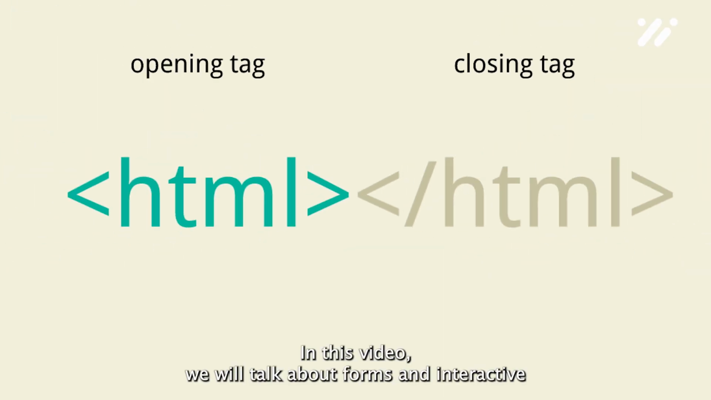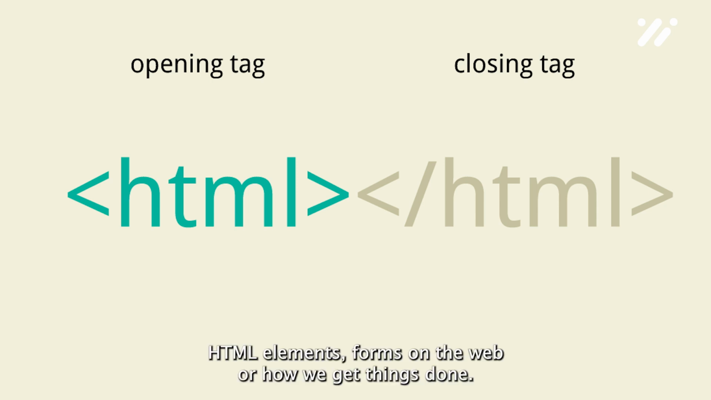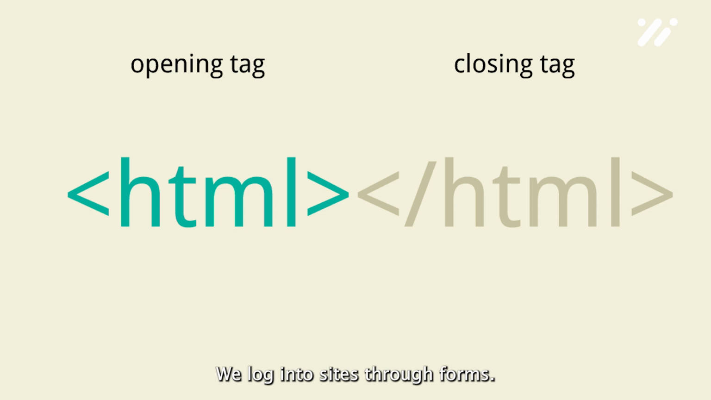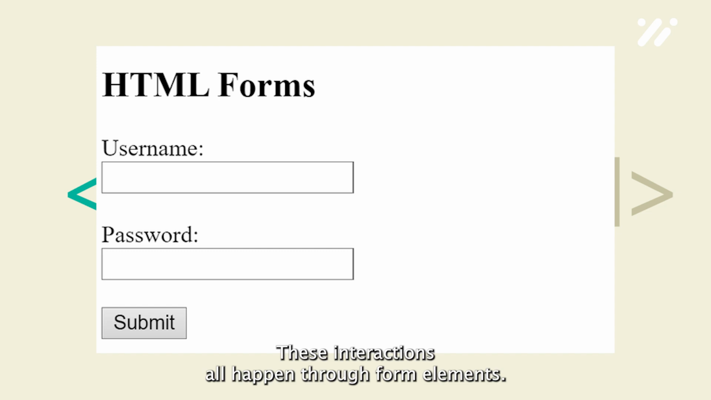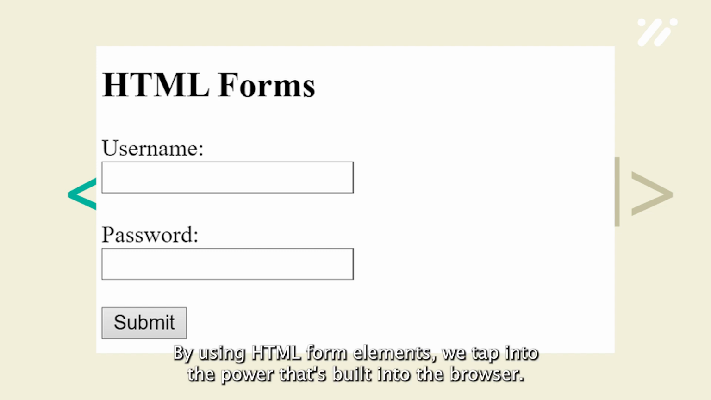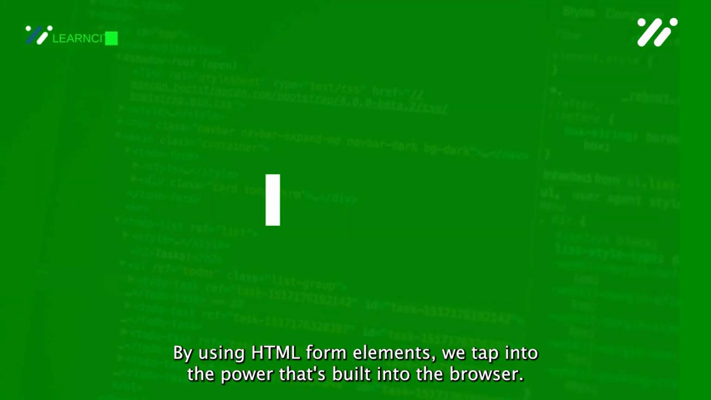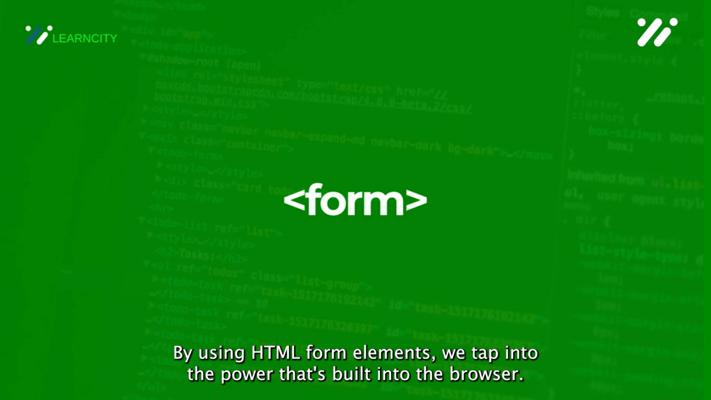In this video, we will talk about forms and interactive HTML elements. Forms on the web are how we get things done. We log into sites through forms, we buy things through forms, request a search, add content to a site. These interactions all happen through form elements. By using HTML form elements, we tap into the power that's built into the browser.